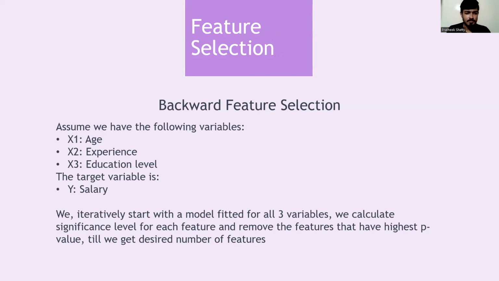Assume we have the following variables. X1 is age, X2 is experience, X3 is education level, and the target variable is Y, which is salary. Now we fit a model using all 3 of these variables. We calculate the significance level for each feature and remove the feature with the highest p-value. Assume, for example, X1 here has the highest p-value. X1 is removed from the next iteration, and this process is followed iteratively until we get the desired number of features.